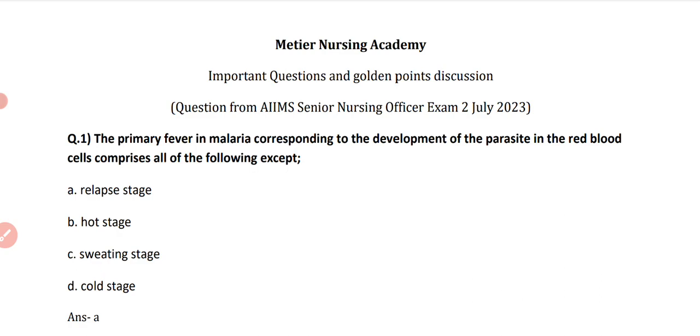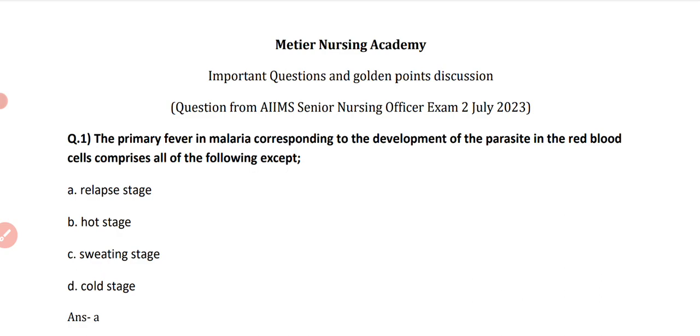Let's begin the session. The first question is, the primary fever in malaria corresponding to the development of the parasite in the red blood cells comprises all of the following except. It is an except question. So here the key point in the question is development of parasite in the red blood cells. So this is the key point, parasite in the red blood cells.